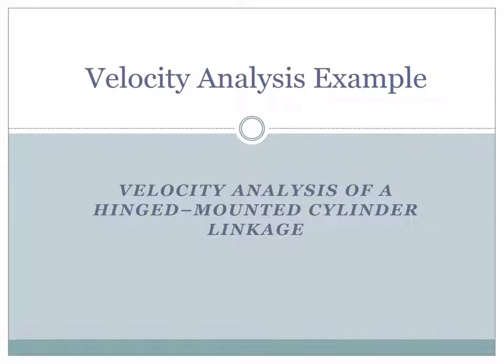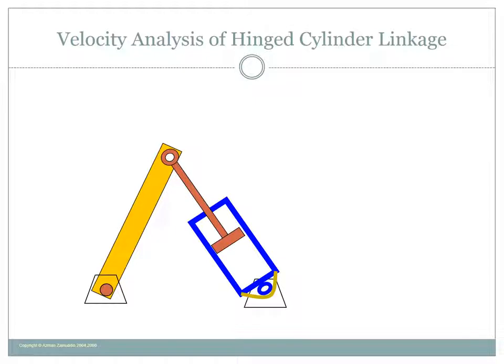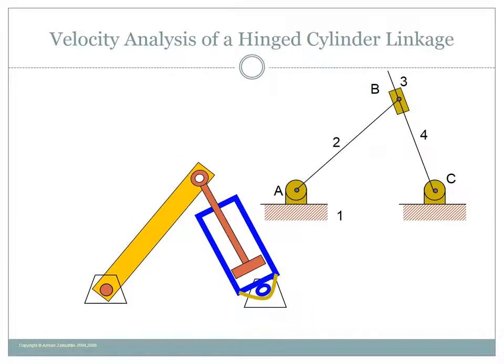Now there's another example, which I hope is the last example: velocity analysis of a hinge mounted cylinder linkage. So we're going to study the velocity of the hinge here, since it will be moving in this direction and also in this direction. So it's a combination direction. If you look at the motion here, it's not as simple as normal.